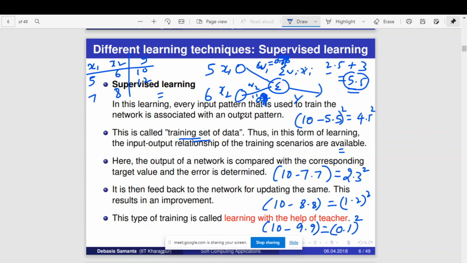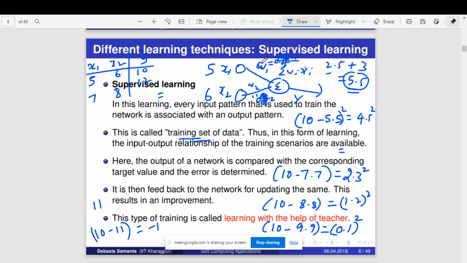So if you increase, say for example, we make W1 as 1 and also W2 as 1, then what will be the output? Yeah, 11, that is 10 minus 11, which is minus 1. Okay, which is a negative error. What does it say? Decrease. Okay, so let us decrease one weight.